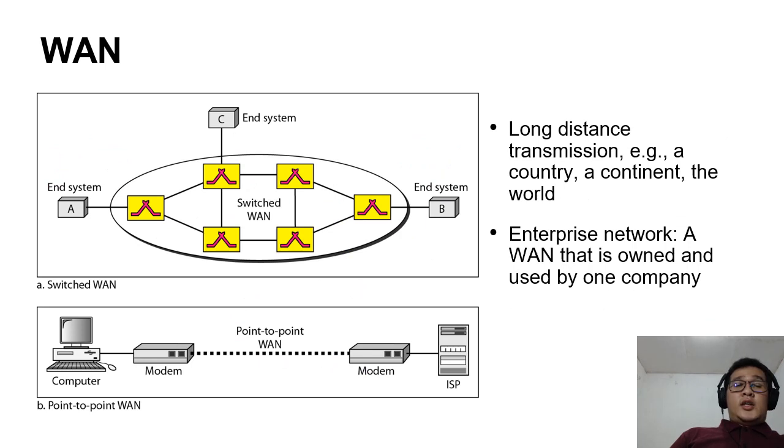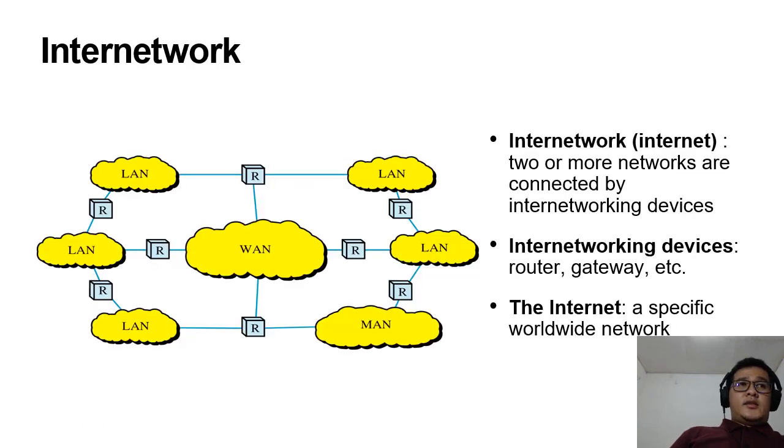And one, the wide area network will be long distance transmission, such as a country, a continent, or the world. With the enterprise network, one that is owned and used by one company, such as switch one and the point-to-point one. Then the internetwork, or we'll call internet.